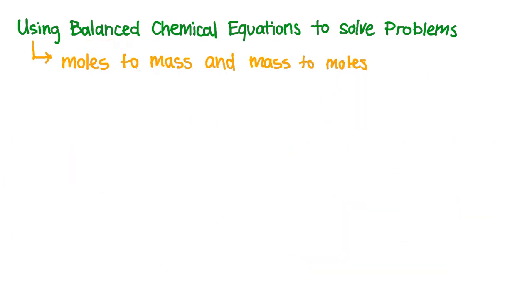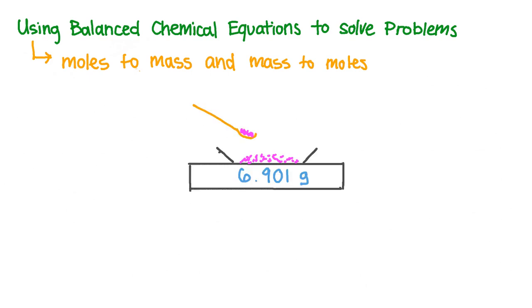Now, molar ratios are incredibly useful to find the amounts of all our chemical species that we need. But when we perform chemical reactions in the lab, we usually don't know the amount of moles of a substance that we have directly. Rather, we'll usually weigh out the mass of our reactants on a balance. So we're going to need to know how to convert between mass and moles, and vice versa.